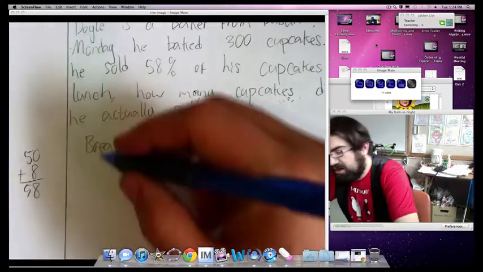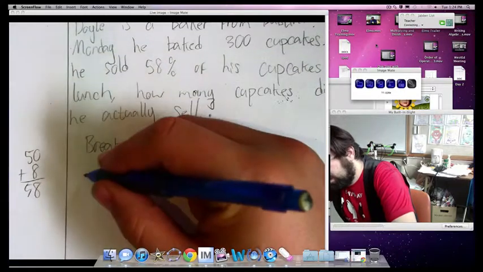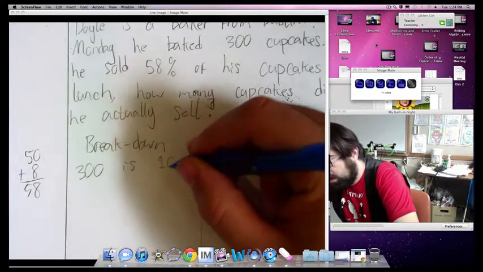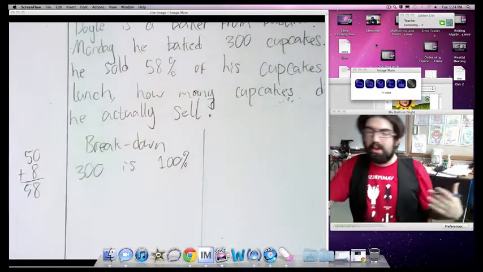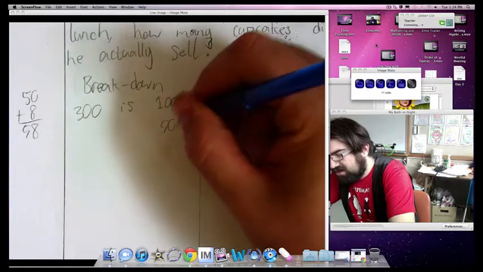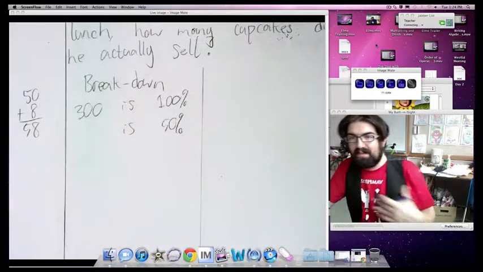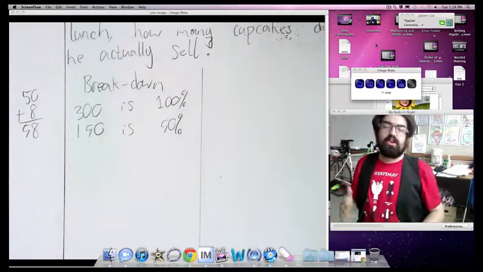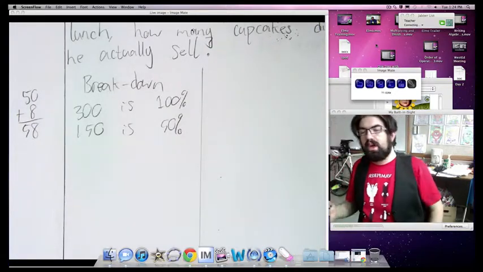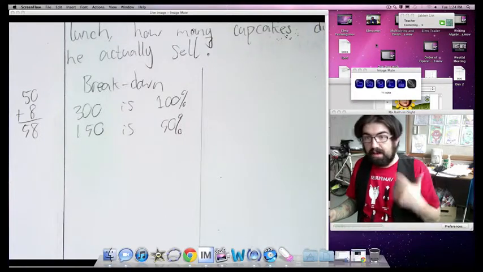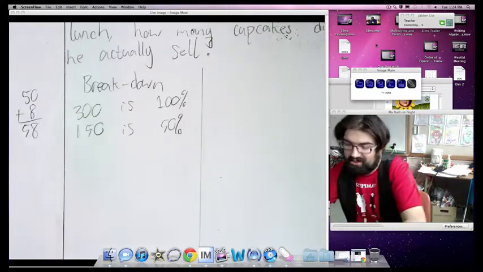Let's find 50% first. We have 300 cupcakes, and this is how many he made, so that's 100%. Well, if I want 50%, I basically cut 100 in half. Well, half of 300 is 150. So that's 50%. So we know that he sold 50%, or 150 cupcakes.